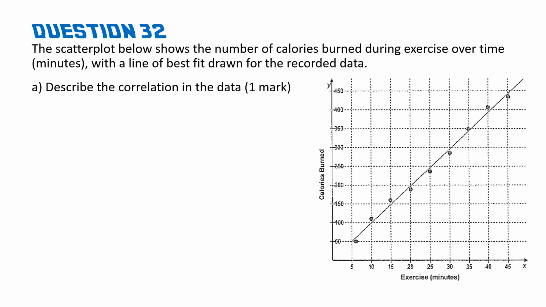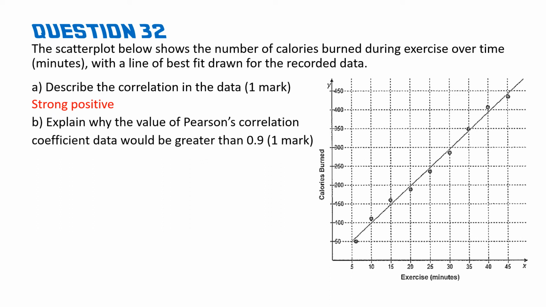That'll only give us half a mark though. The other piece of information we need to make comment on is, is this positive or is this negative? Well, as our exercise increases, the calories burned also increases, so therefore it must be positive. So we would describe it by saying it was a strong positive correlation. We could also say it was linear. It doesn't really matter.